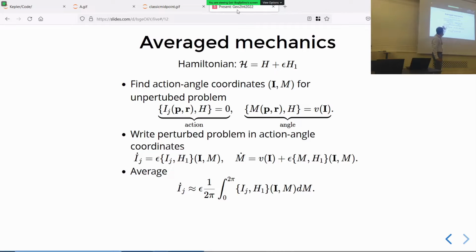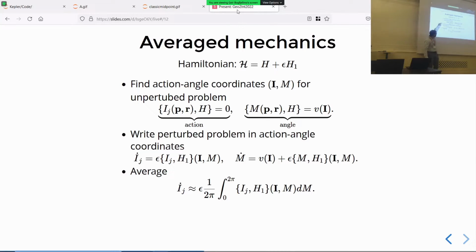So the idea is that we need to find them, and these I's are going to tell us which orbit we're on, so they are preserved under the unperturbed Hamiltonian, and the M is going to tell you where I am on each orbit, so they're going to evolve with some velocity depending on which orbit we're on. So we need to find these coordinates, and then we write the perturbed problem in action-angle coordinates, and you will see here. So then you replace H with H plus epsilon H1, and you see that these disappear.